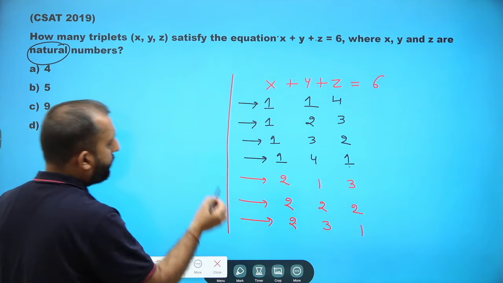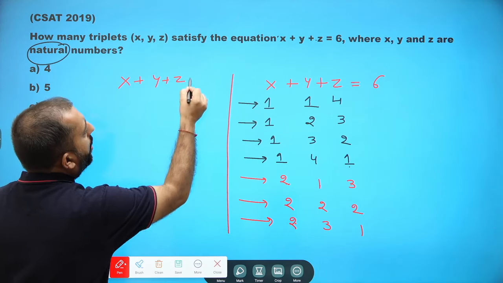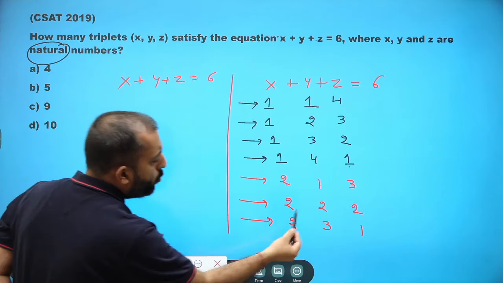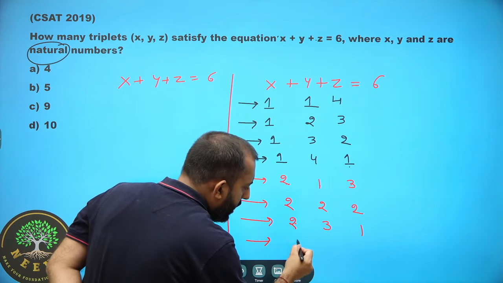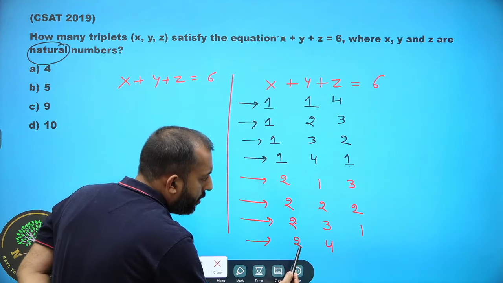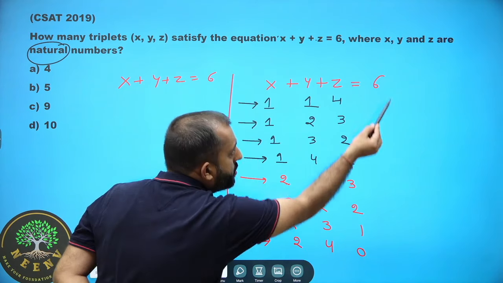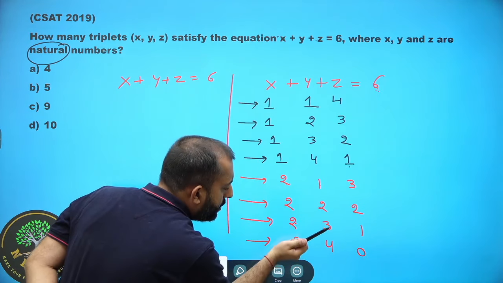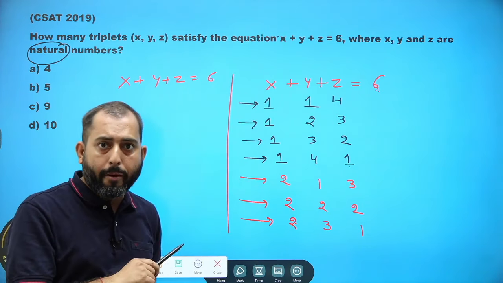What else? How many other triplets are there? Now we can go like this. Let's say x is 2, y is 4. Then z has to be 0 to get 6 finally. But z cannot be equal to 0 as z is a natural number.